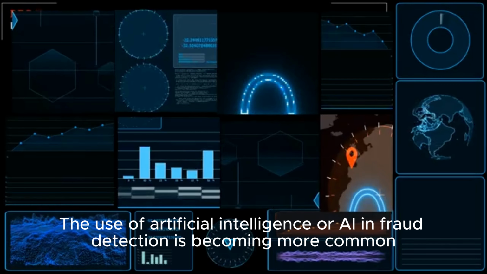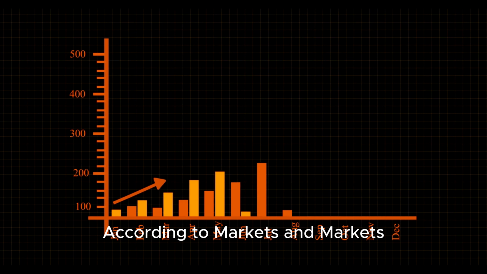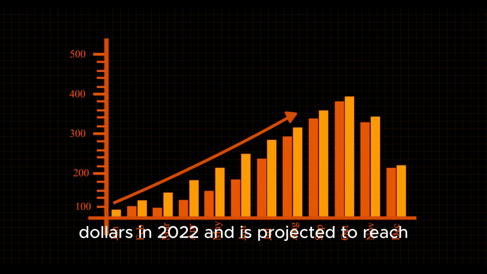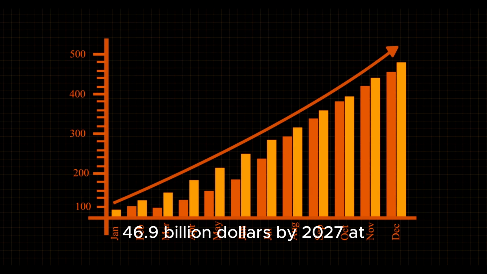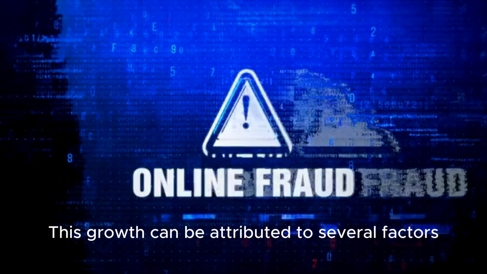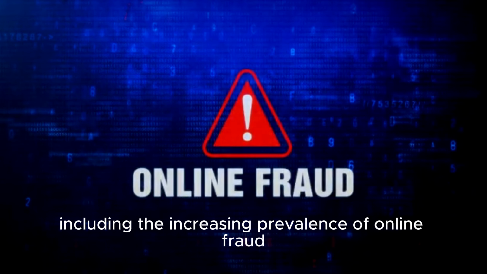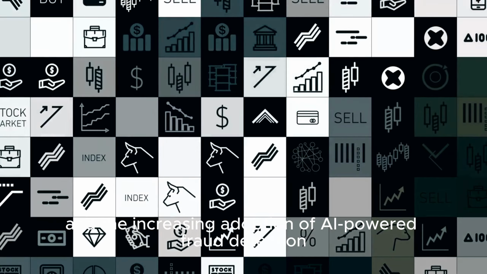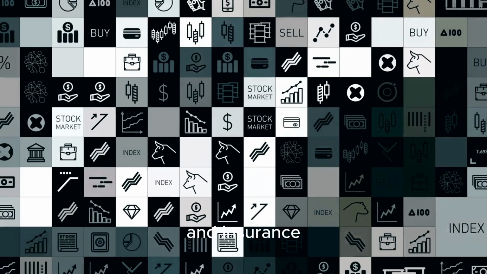The use of artificial intelligence, or AI, in fraud detection is becoming more common. According to Markets and Markets, the global AI fraud detection market was valued at $19.2 billion in 2022 and is projected to reach $46.9 billion by 2027 at a CAGR of 19.6%. This growth can be attributed to several factors, including the increasing prevalence of online fraud, the growing need for real-time fraud detection, and the increasing adoption of AI-powered fraud detection solutions across industries such as banking, finance, e-commerce, and insurance.